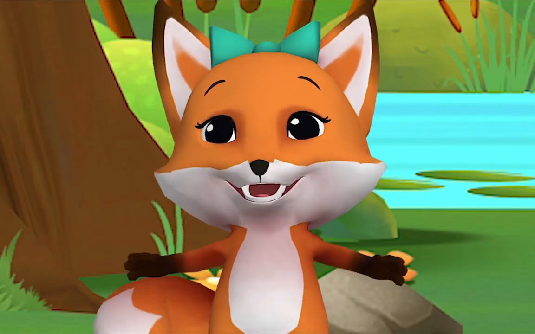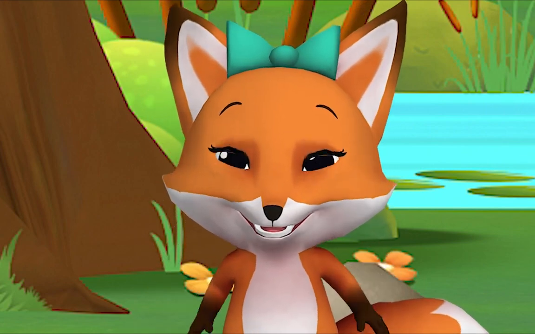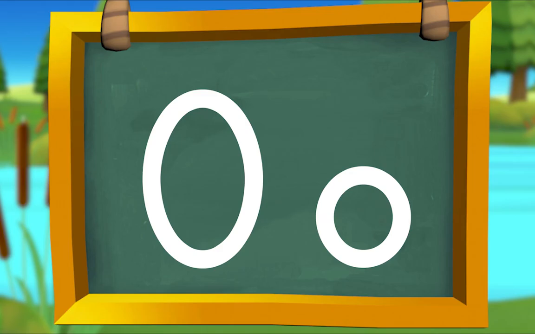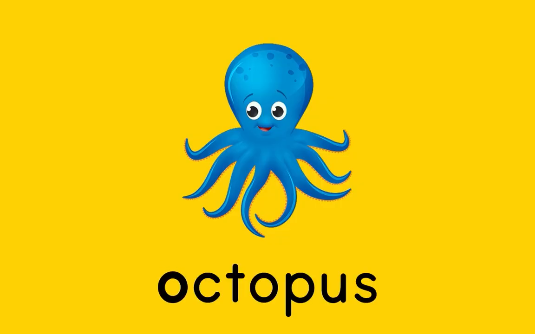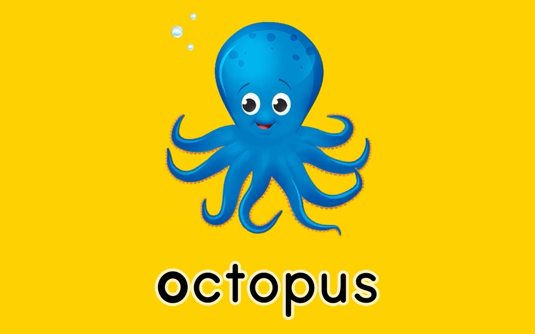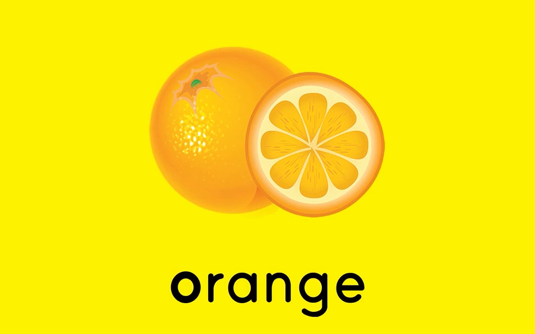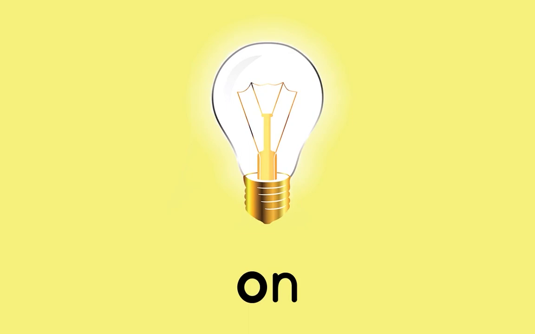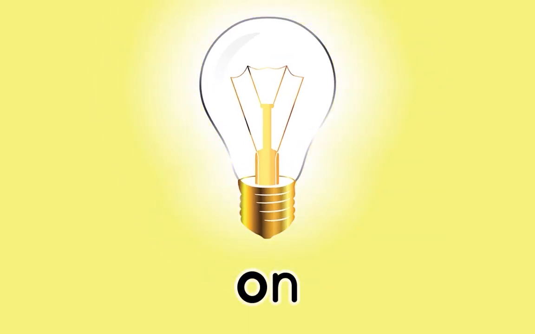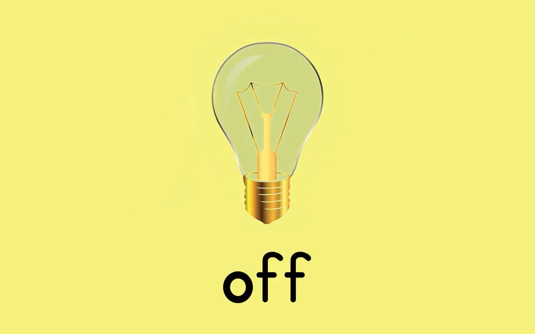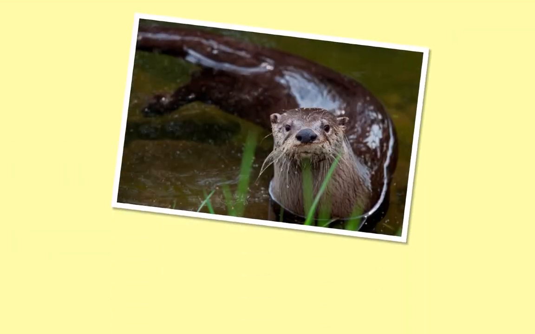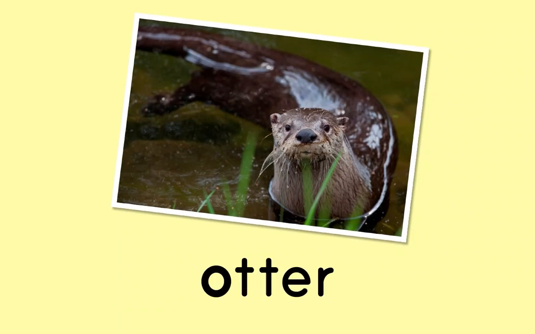Outstanding. Mr. Goose, I'm going to tell everyone else what today's letter is. While Fox does that, here are more things that begin with O. Octopus. Ah, ah, octopus. Orange. Orange begins with O. On. Ah, ah, on. Off. Ah, ah, off. Otter. Ah, ah, otter.